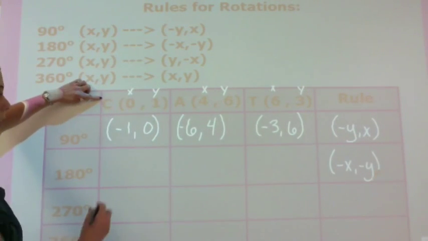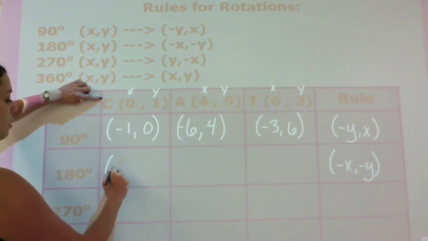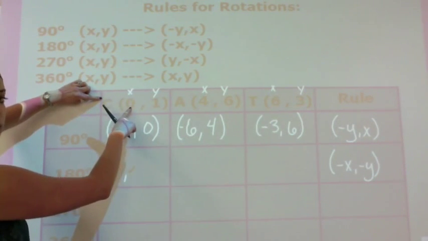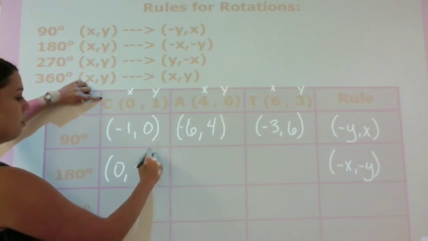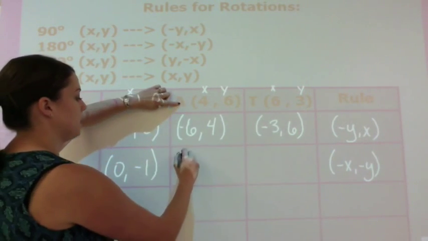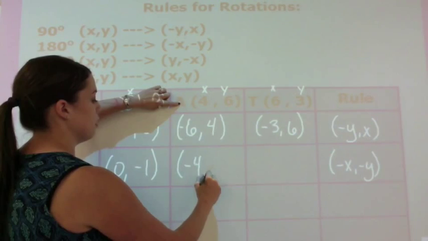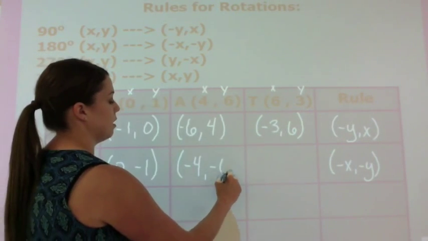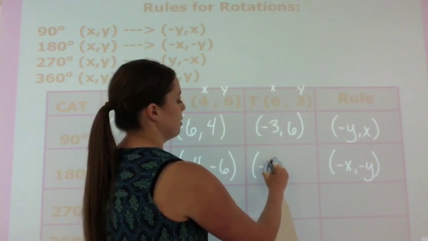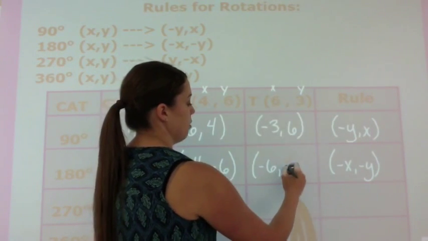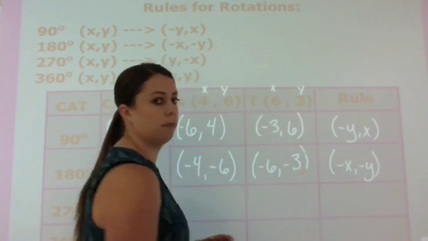So starting with my C, the opposite of x, 0, stays the same. The opposite of 0 is 0. Opposite of y, negative 1. This one, opposite of 4, negative 4. Opposite of 6, negative 6. And the last one, opposite of 6, negative 6. Opposite of 3, negative 3.